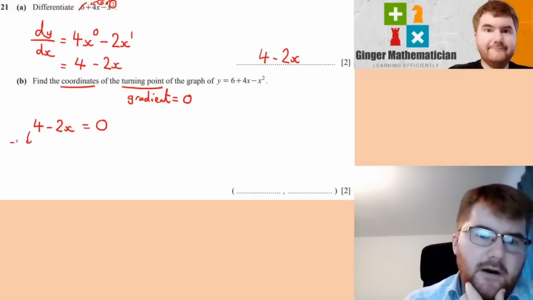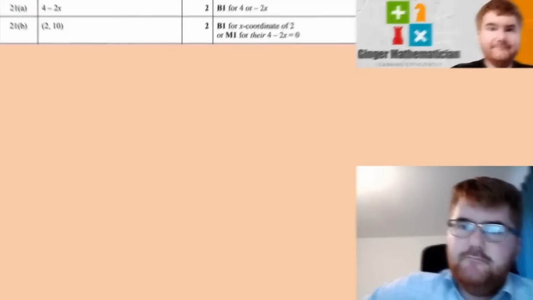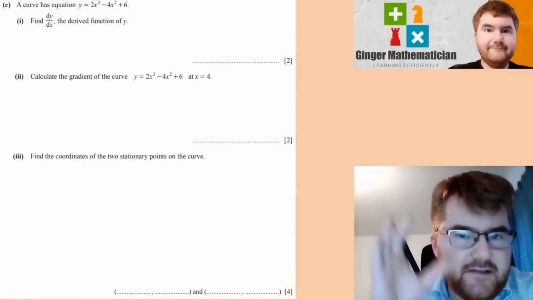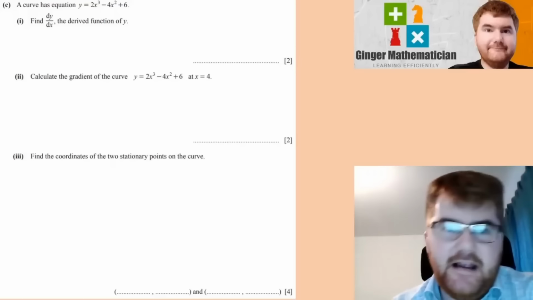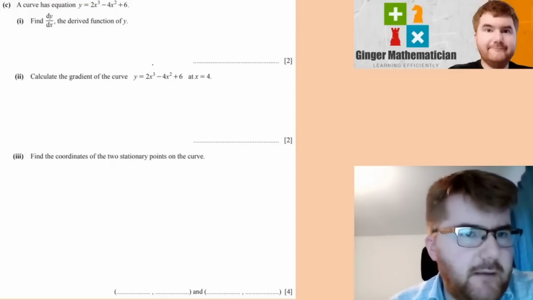And you can have a look at the mark scheme. This is where you pick up your method marks if you go a little bit wrong right at the end. Now we're going to look at this one here. As you can see, it's out of 8 marks, so it's going to take a little bit more work.